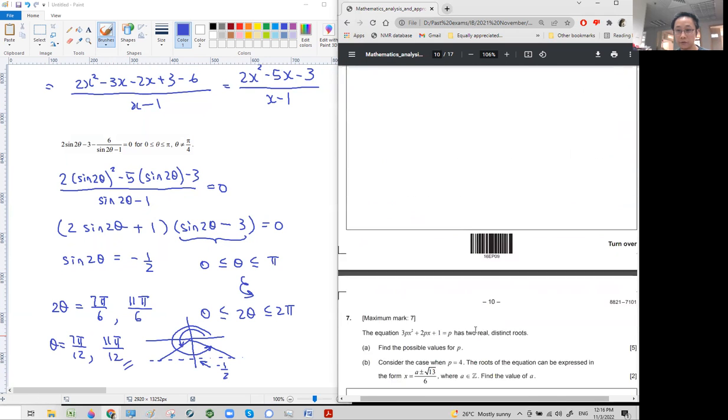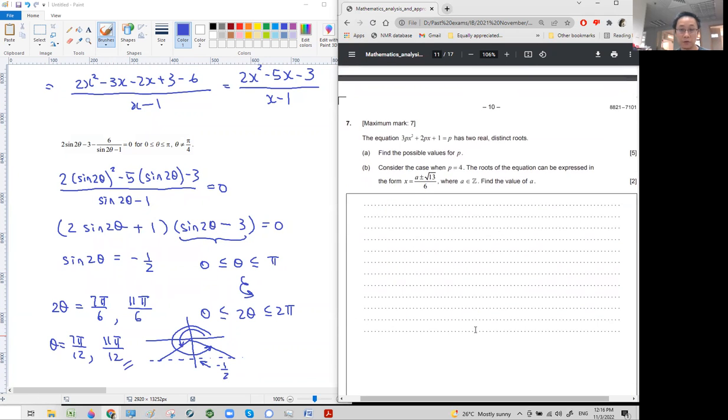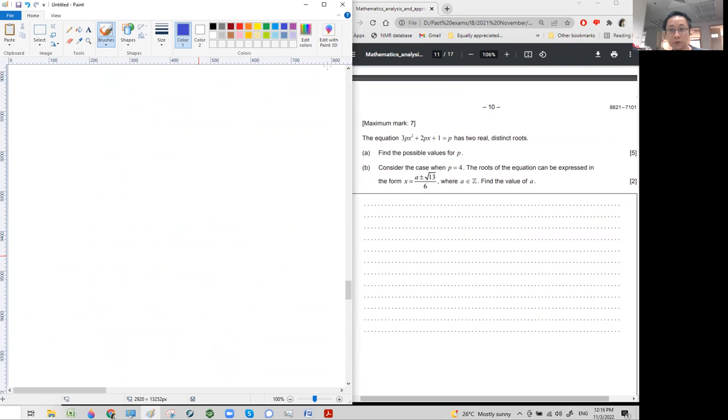Moving on, question 7. This was not in the SL paper, but this shouldn't be too difficult. I think this question itself is actually SL manageable. They give you a quadratic: 3px squared plus 2px plus 1 equals p has 2 distinct real roots.